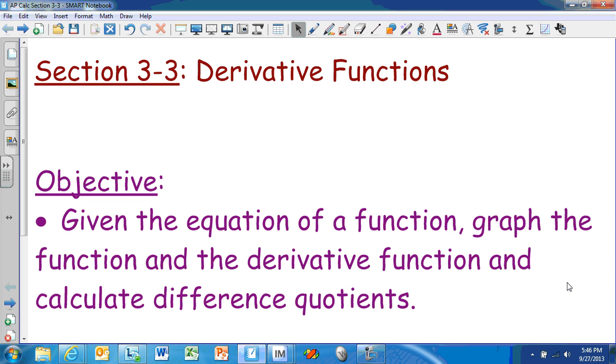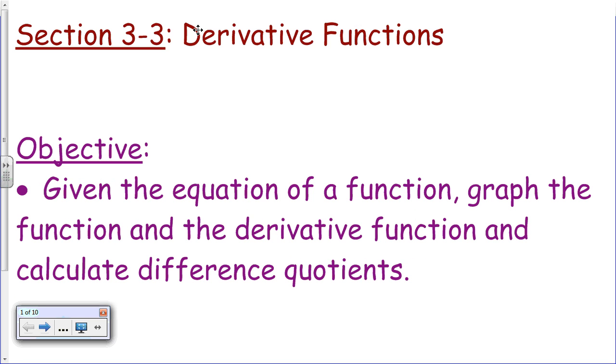Section 3-3 is on the derivative functions. The objective of this section is, given the equation of a function, graph the function and the derivative function and calculate difference quotients. We're going to tackle the difference quotients part of this in the next video. We're going to worry about the derivative function here in this video first.